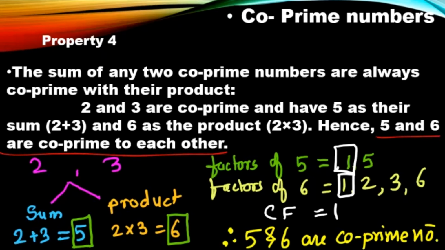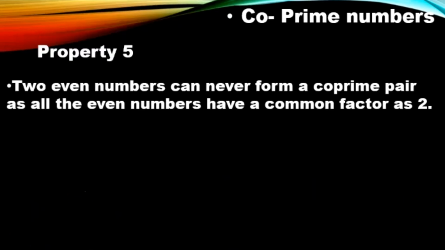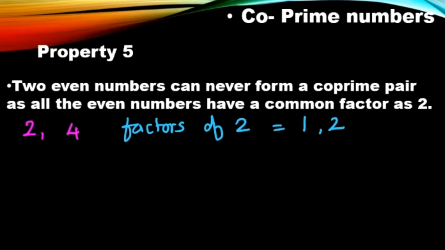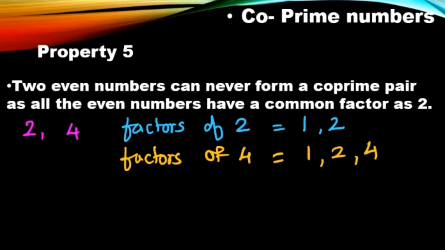Here, two even numbers can never form a co-prime pair. Let us consider 2 and 4. Both these numbers are even numbers. And to check whether they are co-prime numbers or non-co-prime numbers, we have to consider the factors of 2. Here we got the factors of 2 is 1 and 2, as 2 is the prime number. So factors of 4 are 1, 2 and 4, because 4 is a composite number.